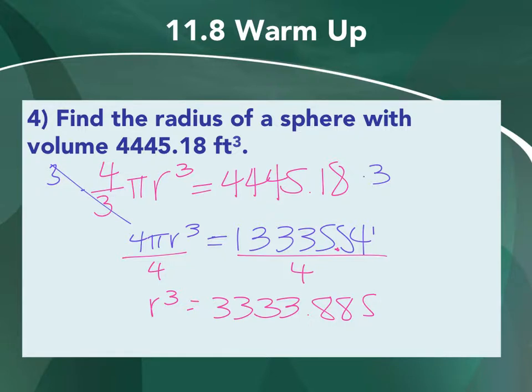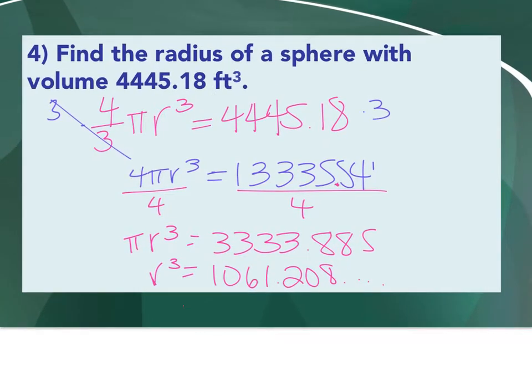And then the cube root of that. Oh, sorry, got to divide by pi. There's still a pi. So 3,333.885 divided by pi is 1,061.208, and so on and so forth. So cube root of that gives me 10.2. And this would be in feet.